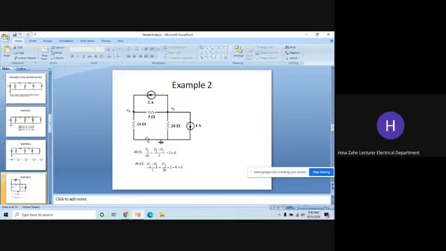Now, this is our real example. We have three meshes here, two nodes here. This is our node V1 and this is our node V2.